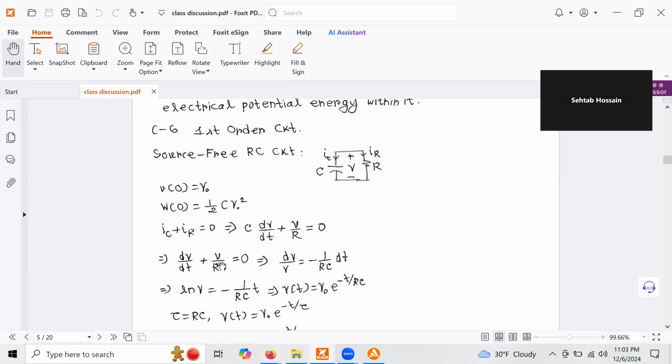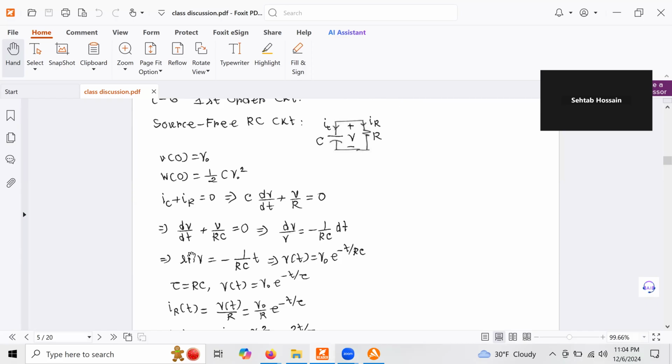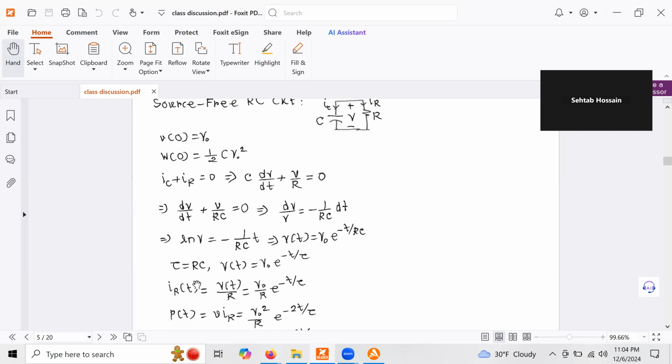Then we take this part to the right side, and V at the bottom of dV. Then we integrate this part, and it becomes ln V equals minus 1 over RC times t. We integrate this t over here. So if we transfer this ln to the right-hand side, then it becomes V0 times exponential minus t over RC. Tau is the time constant, RC.